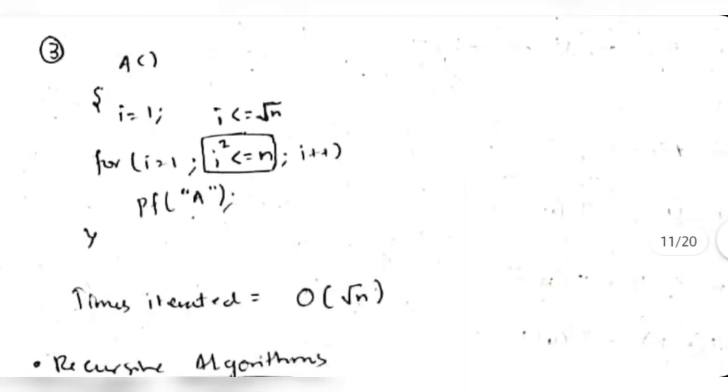In the third example, i is running from 1, and the condition given is i square is less than or equal to n. That can be written as i is less than or equal to root n. So for all the values of i till root n, it will be executed, and a will be printed. So the number of times the function is iterated is O of root n, because it gets iterated root n times. So that was about non-recursive algorithms.